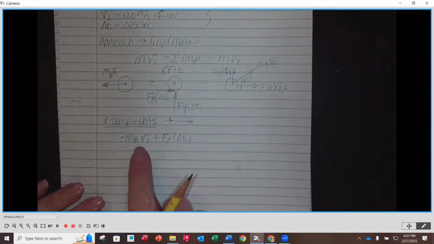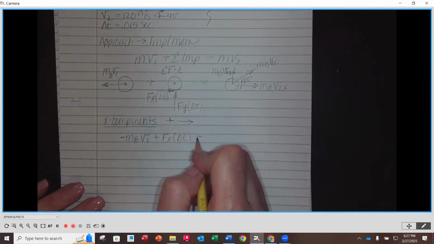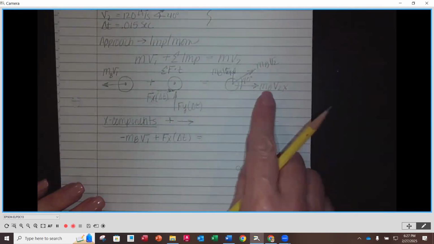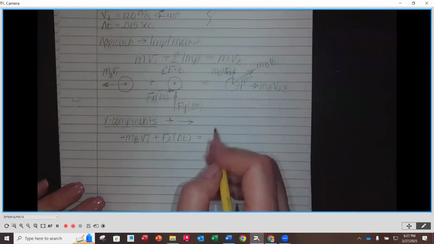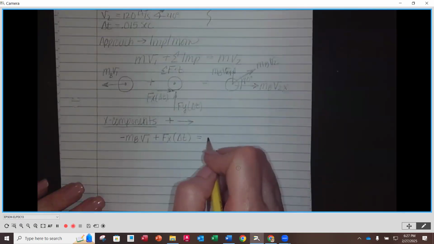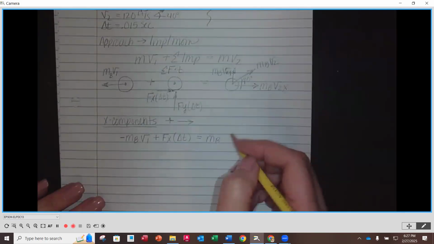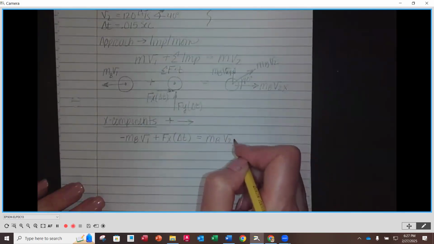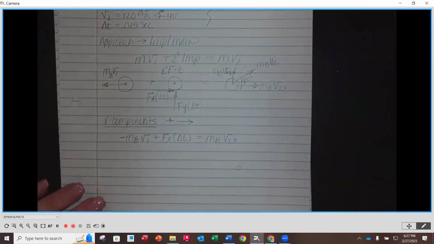So this is the initial momentum of the ball, and here's the impulse that it's getting from that bat in the x direction only. We're going to set that equal to the x component of the momentum 2. So we're going to have the mass of the ball times velocity 2 x component.